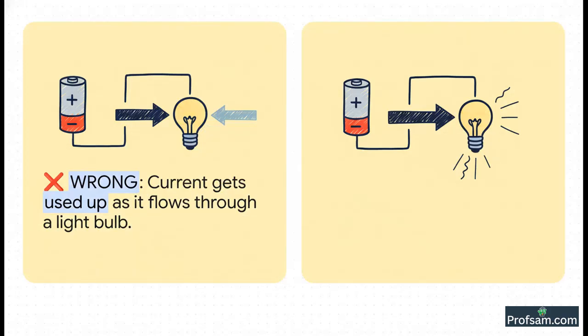And one last common mistake. Many people think that a bulb or a fan uses up the current. This is not correct. Charge is always conserved. The amount of current that enters a bulb is exactly the same as the amount of current that leaves it. What is getting used up is the electrical energy, which the bulb converts into light and heat. The current itself just keeps flowing.